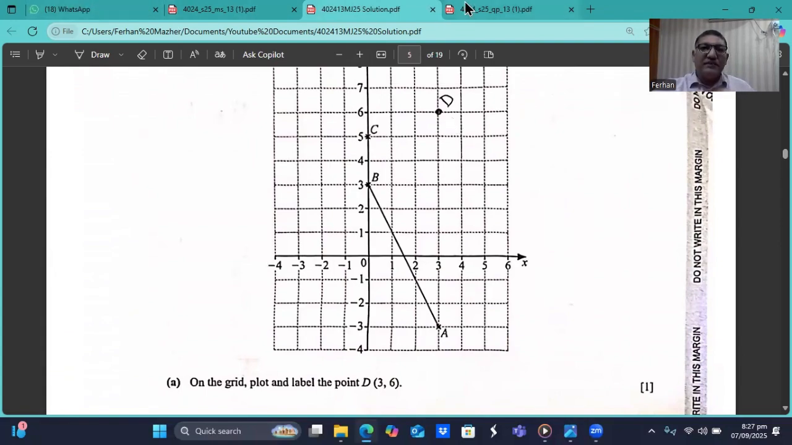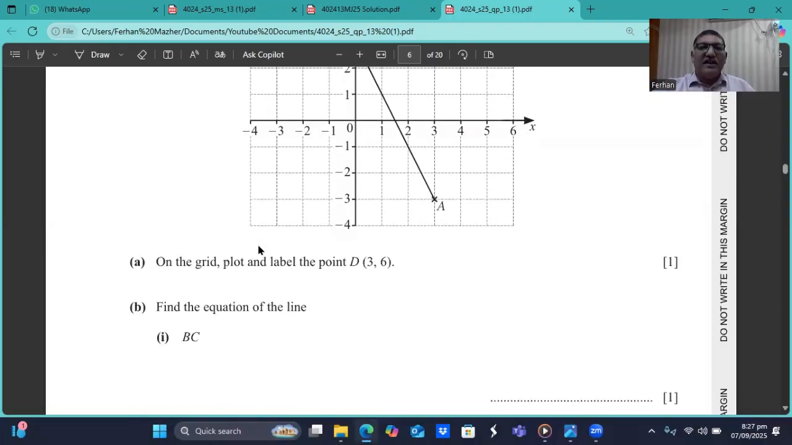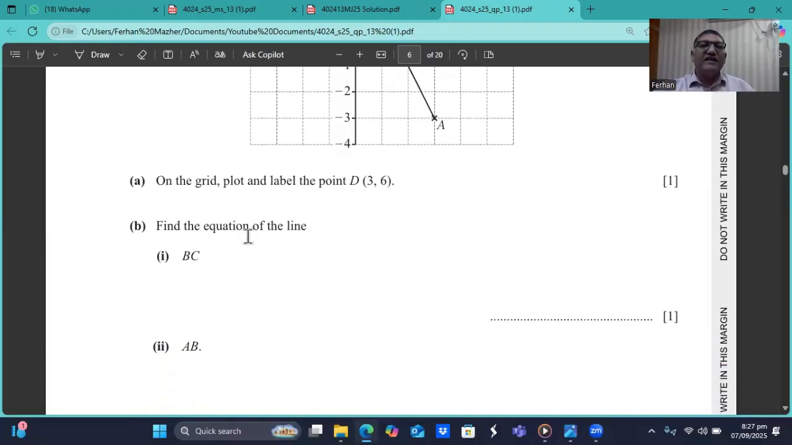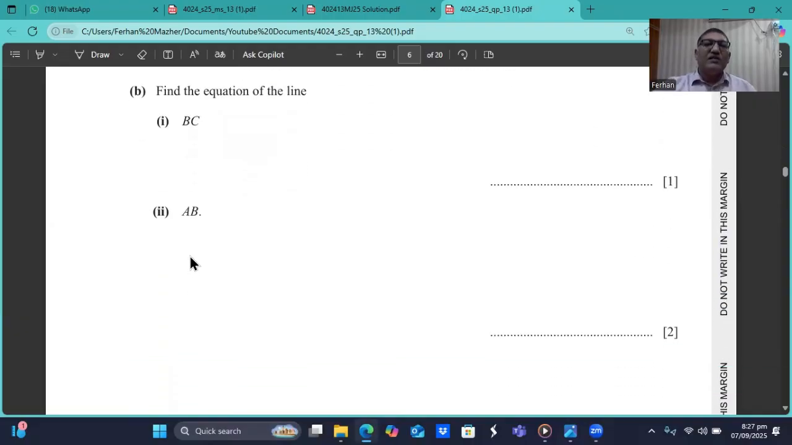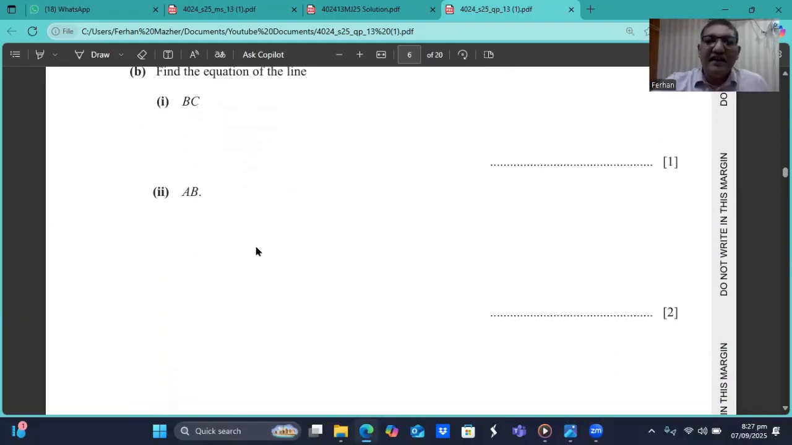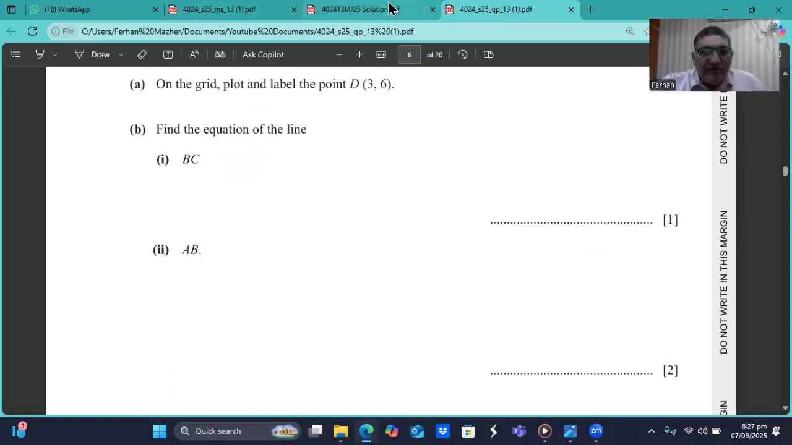So this is the A part of that question. And then they say find the equation of the line BC, and then we have to find the equation of the line AB. And very simple.